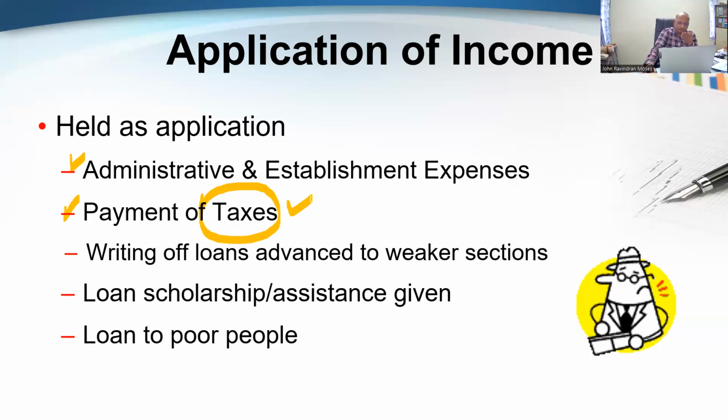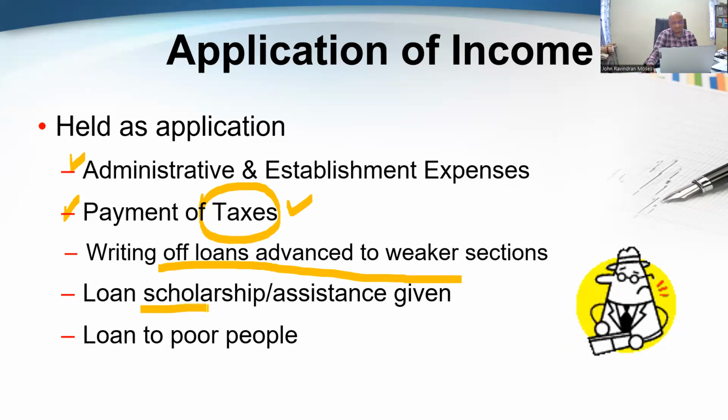For example, God forbid, you violate something, and then because of that, you end up paying taxes to the government. Income tax is not allowed as a deduction for every one of us. I cannot claim from my professional income any income tax that I pay to the government as deduction. Whereas in case a charitable organization pays taxes, income tax, GST, they can claim them as deduction, application of income. Writing off of loan to weaker sections. When you make loans to weaker sections, and if you're not able to recover that loan, that also you can write off and claim as application.